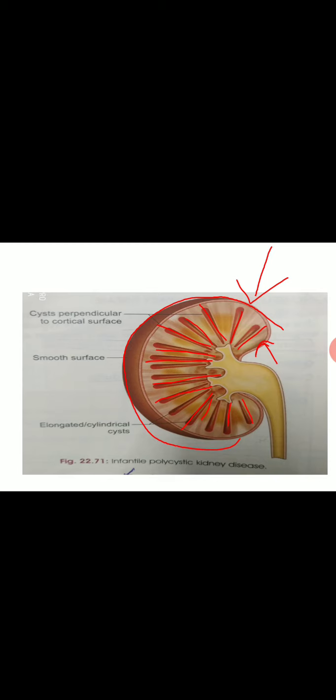And fourth, mitral valve prolapse may be present in some patients of adult polycystic kidney disease, whereas in infantile polycystic kidney disease, the extrarenal involvement is hepatic fibrosis. So these were the differences between adult polycystic kidney disease and infantile polycystic kidney disease.